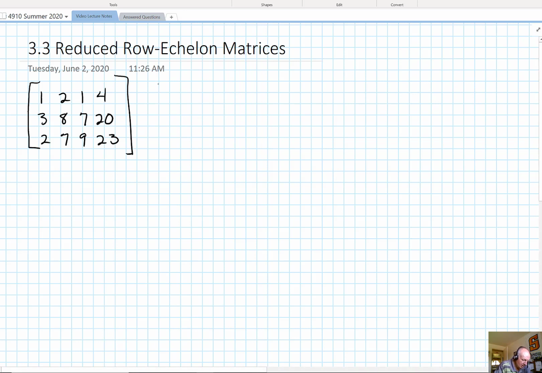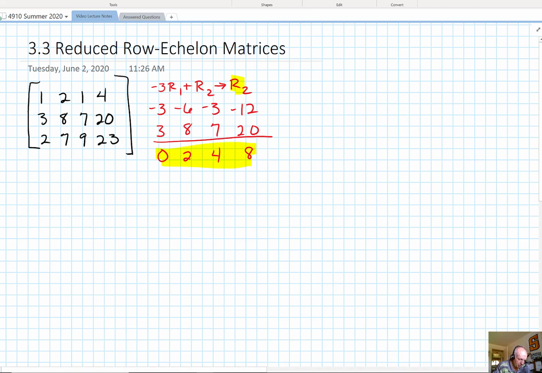So what I'm going to do is take -3 times row 1, add that to row 2, and replace row 2. So -3, -6, -3, -12. And then row 2 is 3, 8, 7, 20. So the replacement will be 0, 2, 4, and 8. Now I'm just going to highlight this. I'm going to keep track of that. That's going to be my new row 2.